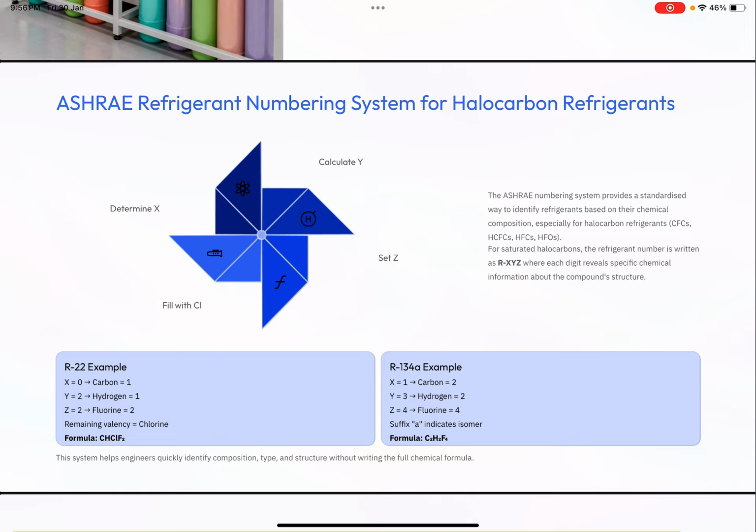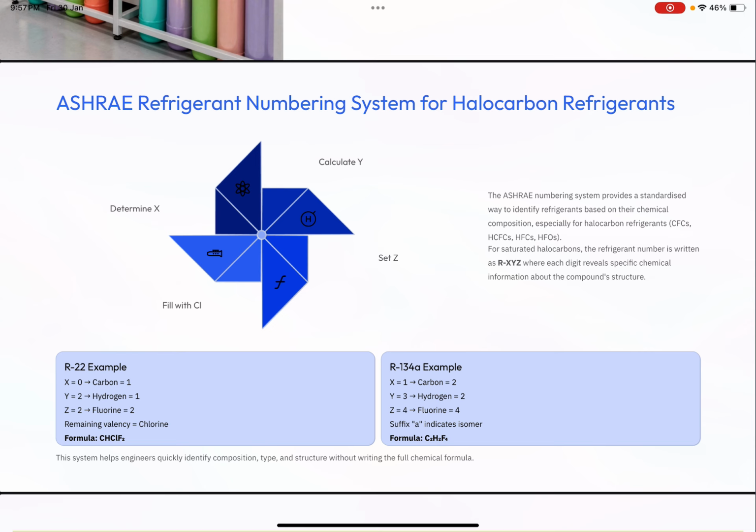So what does X indicate? X indicates the number of carbon atoms minus 1. Right? What does X indicate? X indicates the number of carbon atoms minus 1. So if X is the number of carbon atoms minus 1, the carbon atoms would be X plus 1. So 0 plus 1 would be the case when we are having R22. In R22, the value of X is 0, so the number of carbon atoms is 1, more than 0 by 1.